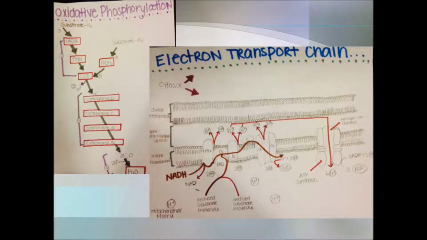ATP synthase is produced in the inner mitochondrial membrane, which is the main goal of cellular respiration.